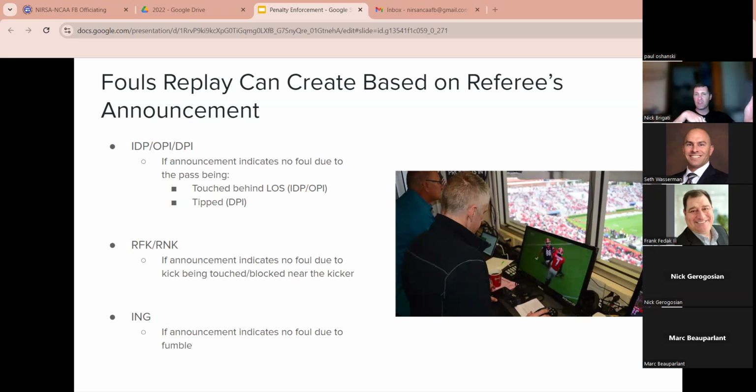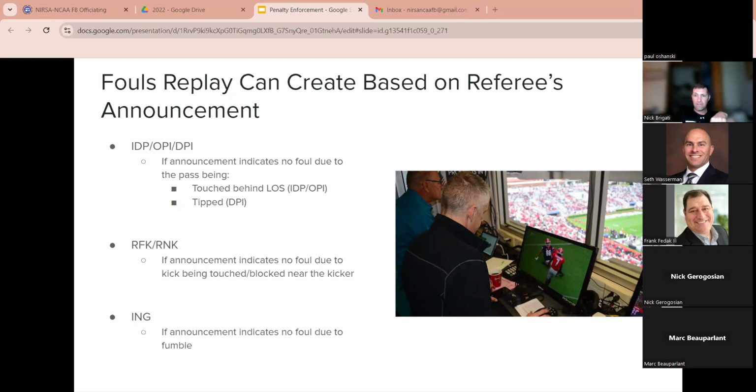So you can see here in these examples, for ineligible player downfield, OPI, DPI, if the announcement indicates that there's no foul because the pass was either touched behind the line of scrimmage or tipped, and replay can prove that actually that's not true, we would go back and put a flag down. But that's not replay creating a foul. That's replay telling us information as a result of a review that's related to the foul, but is not the foul itself.